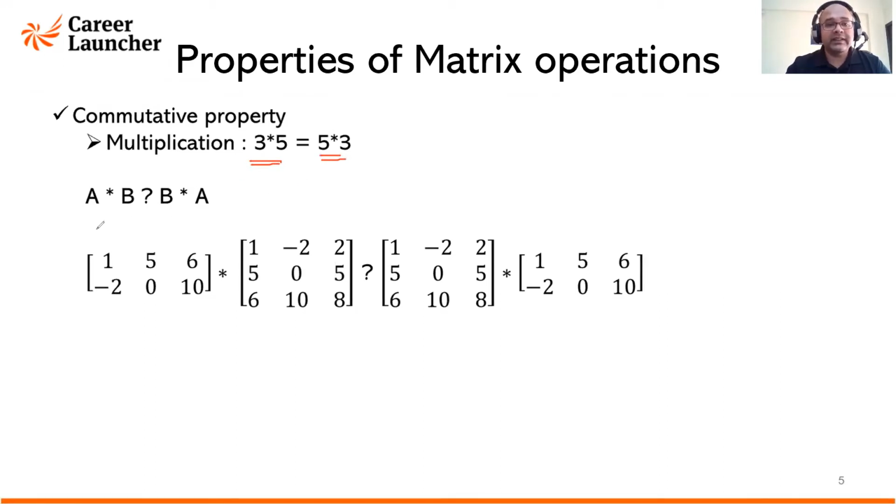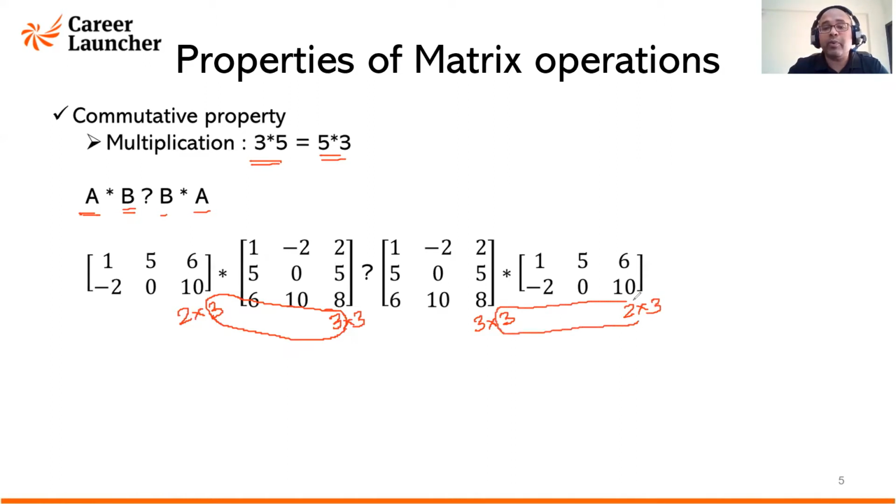What about matrix? Can I multiply matrix A into B and then say, is it equal to or not equal to B into A? Let us try to understand. Now, if you remember, matrix multiplication is only possible if the number of columns in the first is equal to the number of rows in the second. If you interchange the order, this becomes 3 into 3 and 2 into 3, and you can notice that it may not even be possible for you to multiply.